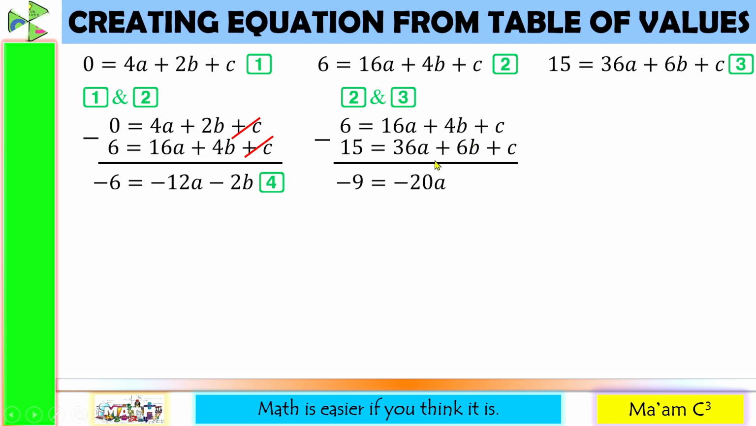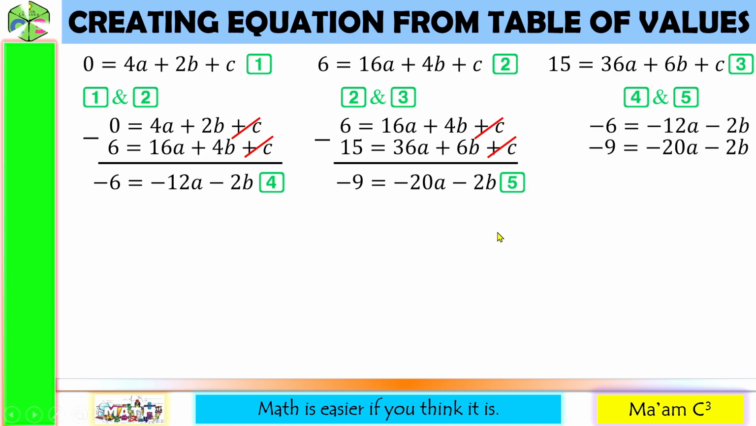4b minus 6b is negative 2b, and then c minus c will simply cancel out. This is now my equation number 5. Notice that in both equations 4 and 5, I do not have the variable c. So the next step is to combine these equations.